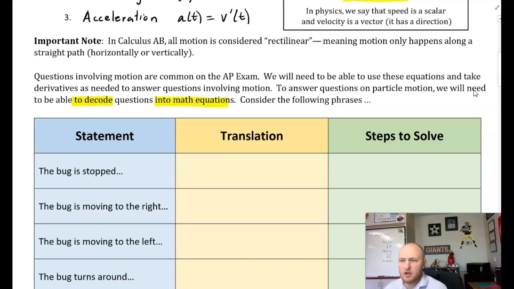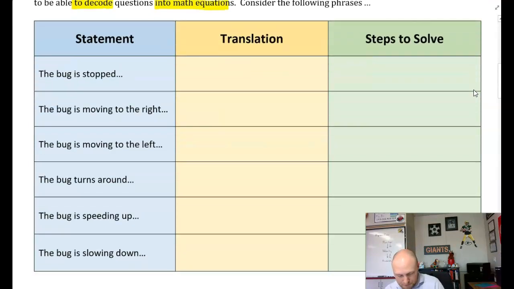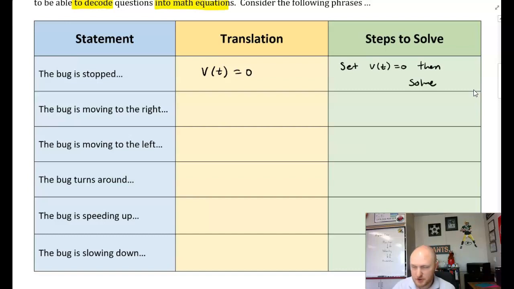Okay, so we're going to look at some of these ideas and talk about them. They give us a statement here. They say the bug is stopped. Well, here I have a bug. I'm just going to call it Baby Yoda. Baby Yoda is stopped. So what they're telling us there is that the velocity is equal to 0. And how do I answer this question? Well, what you're going to do is take the velocity, set v of t equal to 0, and then you solve. Very, very straightforward.